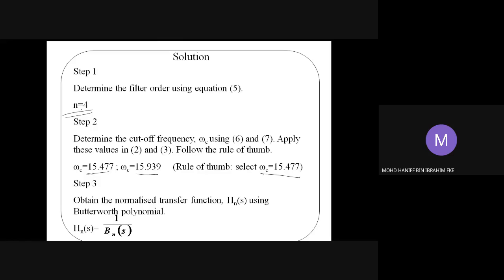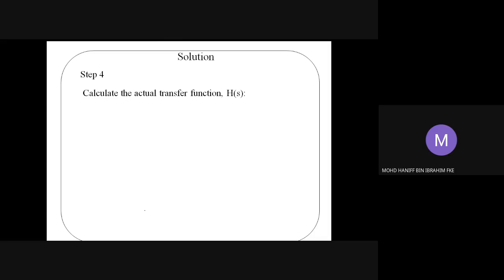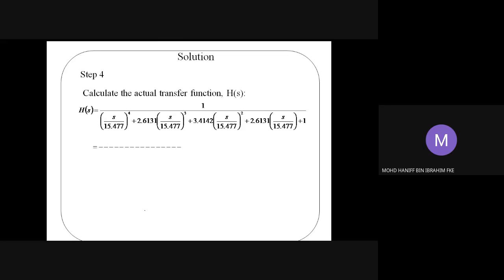You have obtained N equals 4. By using the table of Butterworth polynomial, you are going to get that B4 will be equal to this. That should be your Butterworth polynomial. Subsequently, you can find the normalized transfer function of 1 over B4(S). Finally, the actual transfer function H(S) will be simply 1 over B4, where all the S terms are divided by the omega C. That's how you obtain the transfer function for the given specification of low pass Butterworth filter.